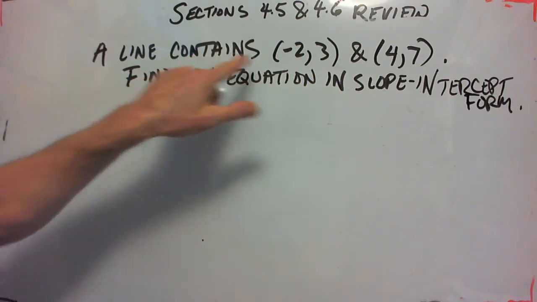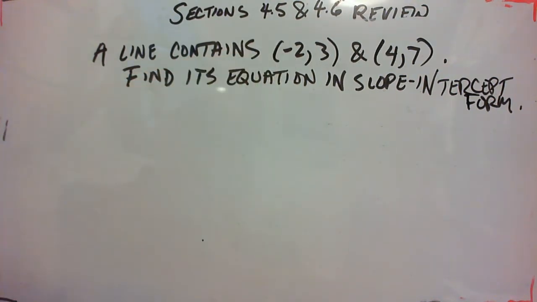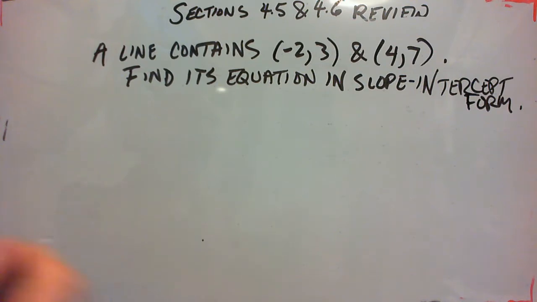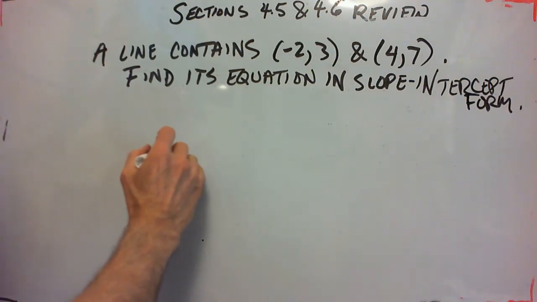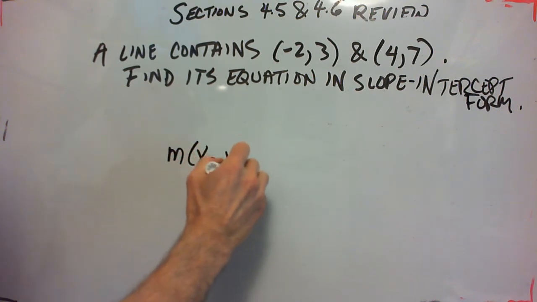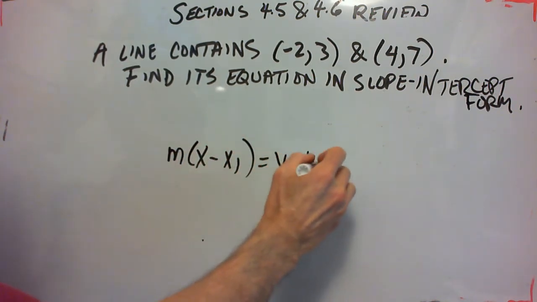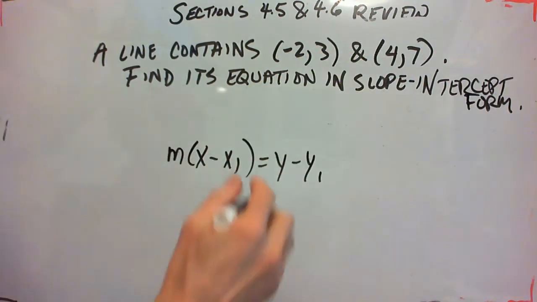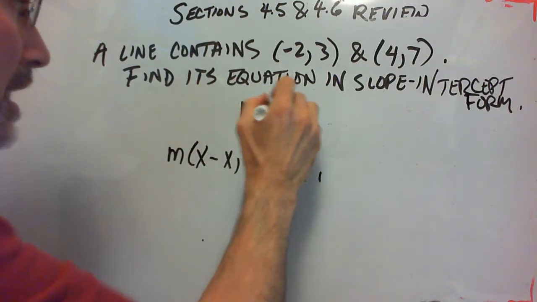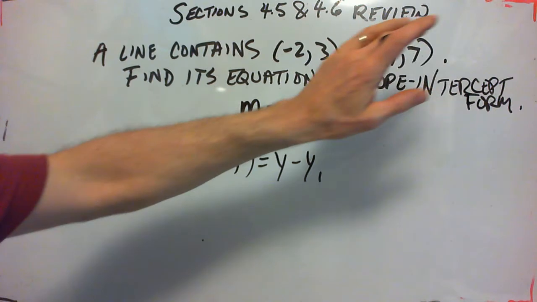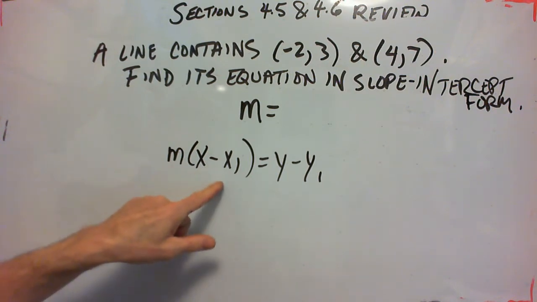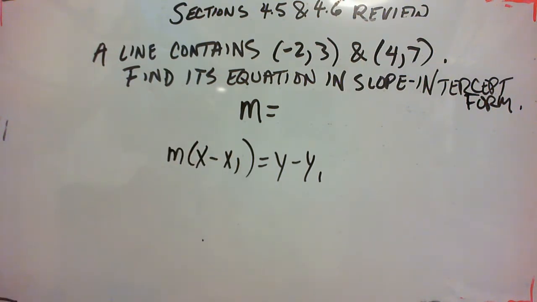Okay, next problem. A line contains the points -2, 3, and 4, 7. Find its equation in slope-intercept form. Now, in the last problem, we used m times x minus x1 equals y minus y1. Because we were given m. Here we're not given m, but we can figure it out. So your first step here is to find m using the slope formula, y2 minus y1 over x2 minus x1. So find m, and then plug x1, y1 into this form, and then rewrite it in that slope-intercept form.